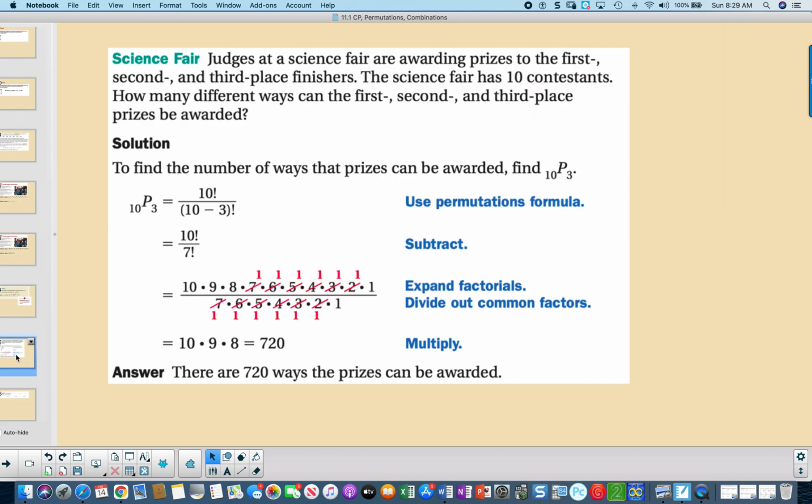Okay, let's take a look at a science fair, and there are 10 contestants, very similar to the last problem. We have a first, second, and third place. This tells me right away that order is important. It is a permutation, and so it'll be what we call a permutation of 10 chosen 3 ways. And here's an example of how to use the formula and then how to simplify.